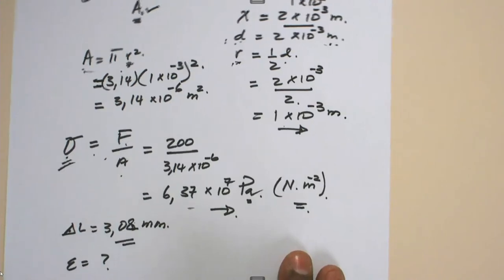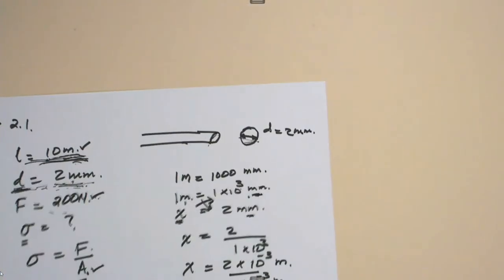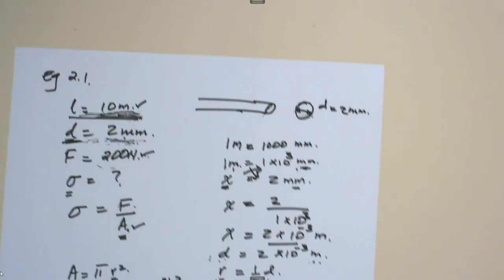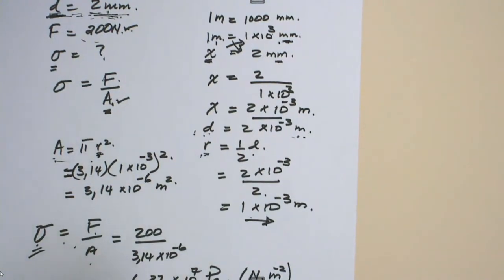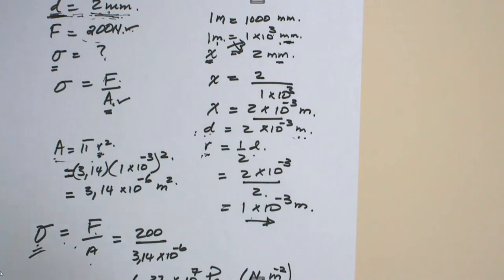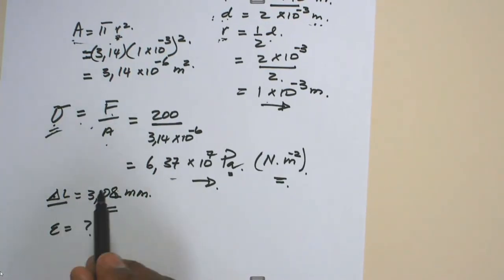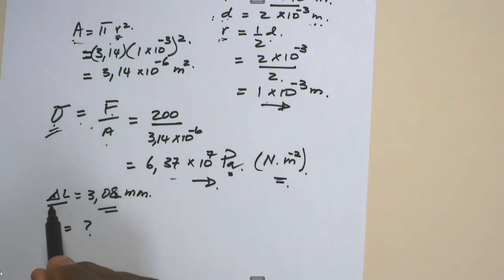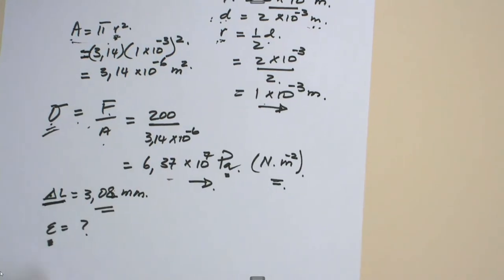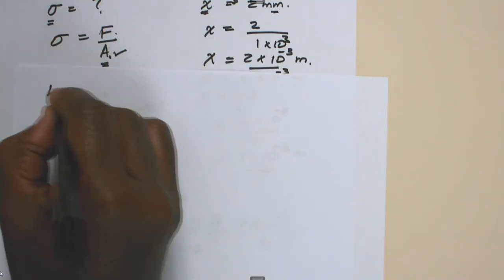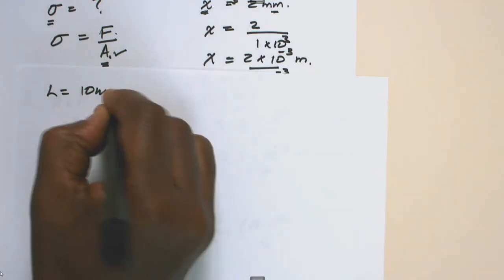I will use this. Remember, we are given the original length of the wire. We are given the change in length. Now my paper does not fit in the camera. We are given the length, the change in length, and we are asked to calculate the strain. So I will just quickly write down this information. The length is equal to 10 meters.